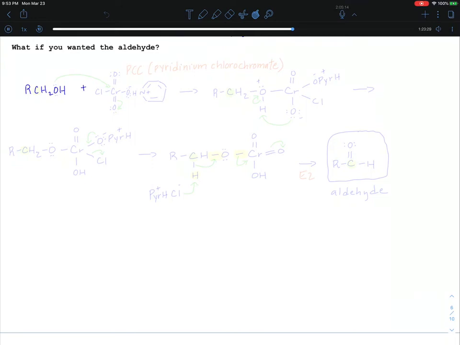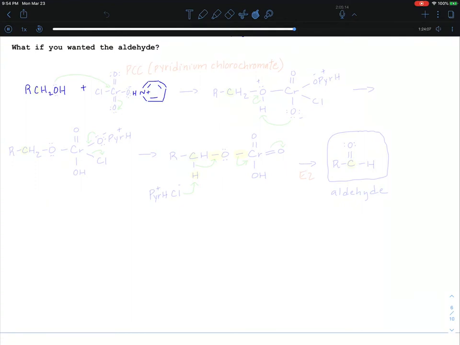And I'm going to add this to some PCC, pyridinium chlorochromate. We haven't done amines yet, but let me draw this a little more suggestively. We'll put it over here. Pyridine looks like this. Pyridinium looks like that, right?